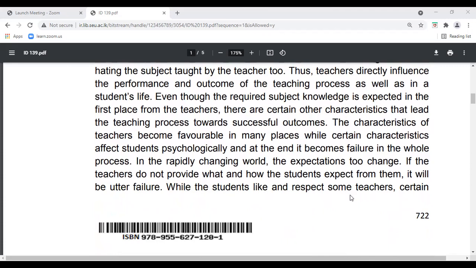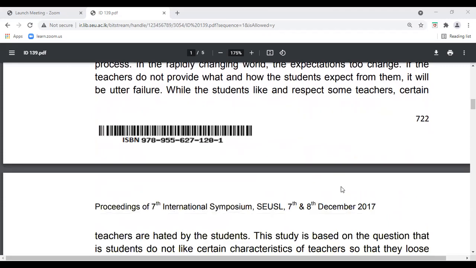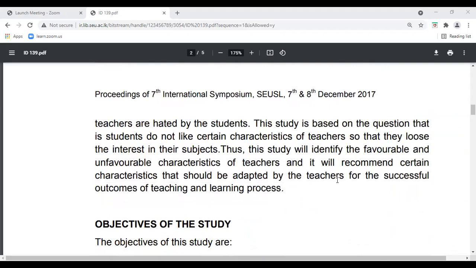While the students like and respect some teachers, certain teachers are hated by the students. This study is based on the question that students do not like certain characteristics of teachers, so that they lose interest in their subjects. Thus, this study will identify the favorable and unfavorable characteristics of teachers, and it will recommend certain characteristics that should be adopted by the teachers for the successful outcomes of the teaching and learning process.